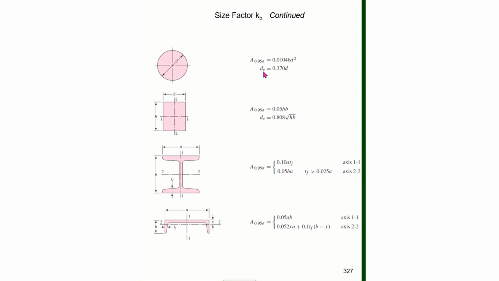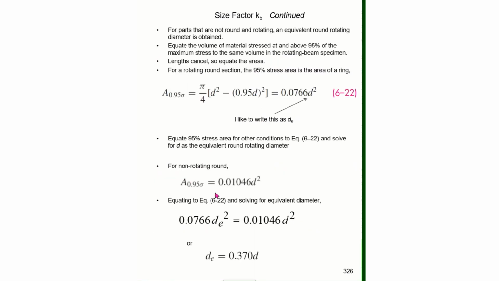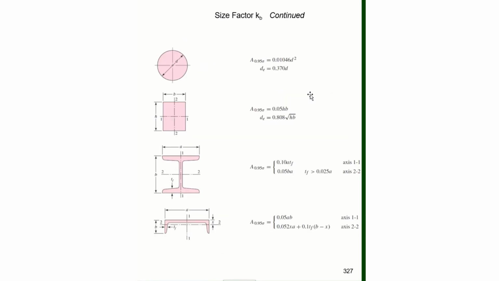I want to make sure that you understand the process of computing d effective. So on a quiz or on an exam, I am going to have you actually compute these d effective values. And again, you do that by setting the A95 of the part equal to the A95 of a round rotating section, and we solve for the d of the round rotating section, and that becomes d effective. You should be able to take this A95 and compute this d effective for these other geometries.